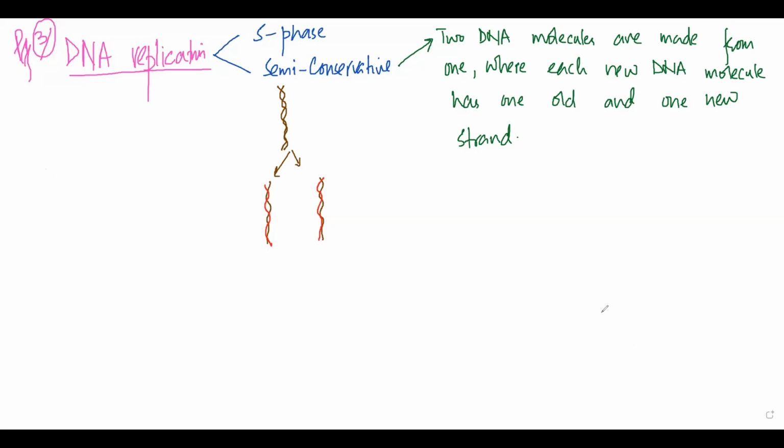But why do we call it semi-conservative? Because both new DNA have half old and half new. Right? Any problem? Dear friends, any problem? No, sir.